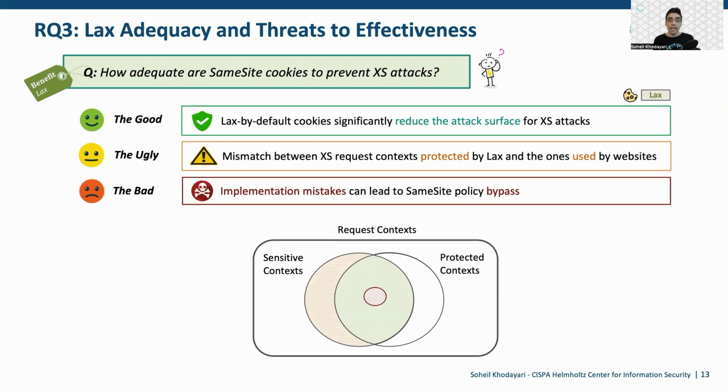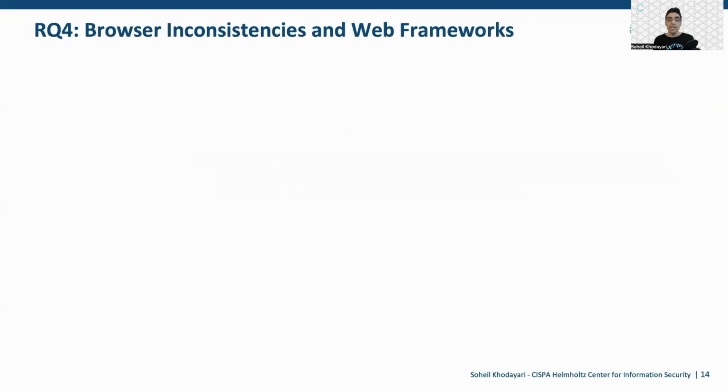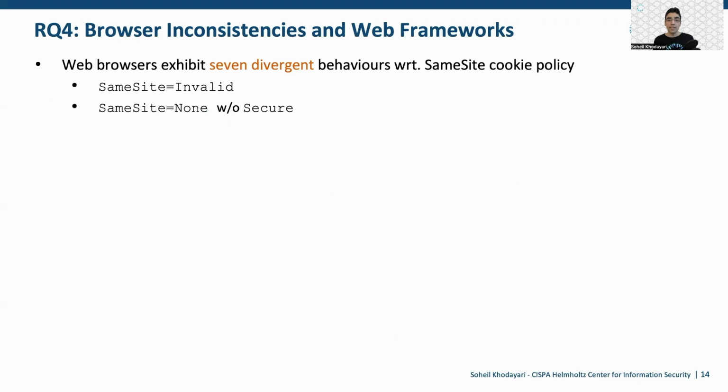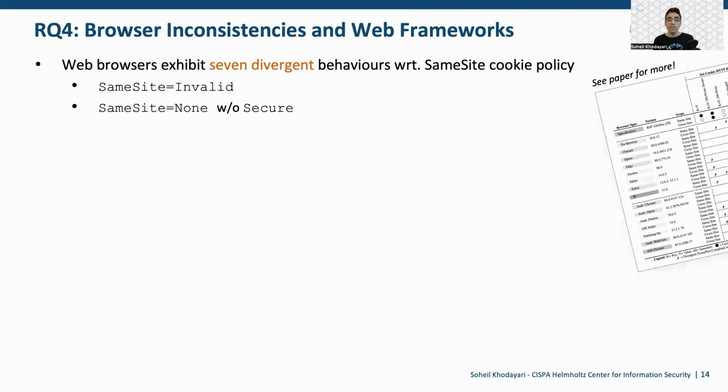Finally, even when using LAX to restrict policies, much of their effectiveness depends on developers who may introduce inconsistent or conflicting policies, leading to SameSite policy bypasses. And in this complex landscape, we also need to factor in corner case inconsistent behaviors of browsers and web frameworks. In particular, our analysis of 14 different browsers revealed that they exhibit 7 divergent behaviors with respect to the SameSite policy. For instance, when we have SameSite equal invalid or SameSite equal none cookies without a secure flag. Now, for timing reasons, please refer to the paper for the individual browser behaviors.